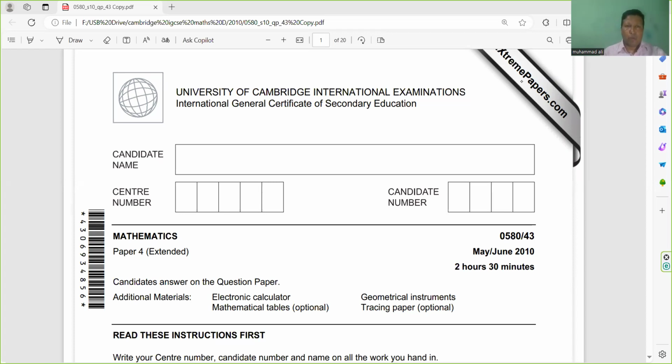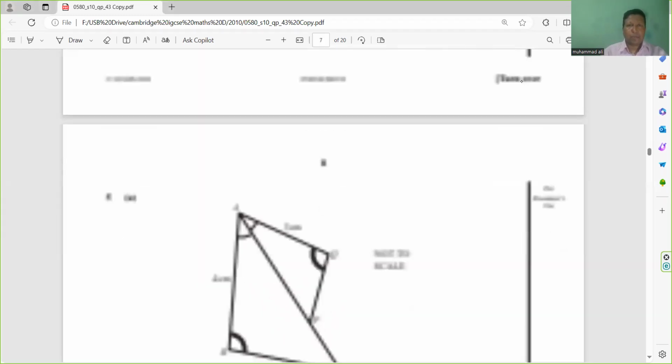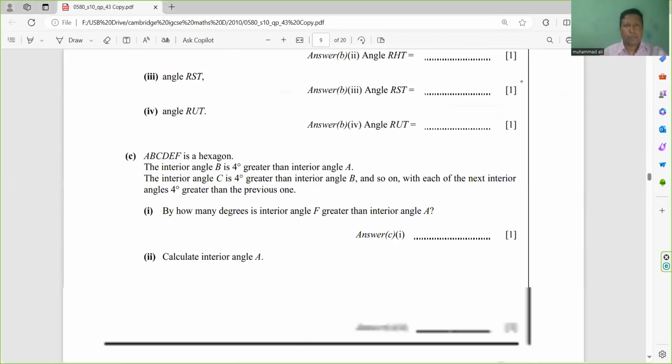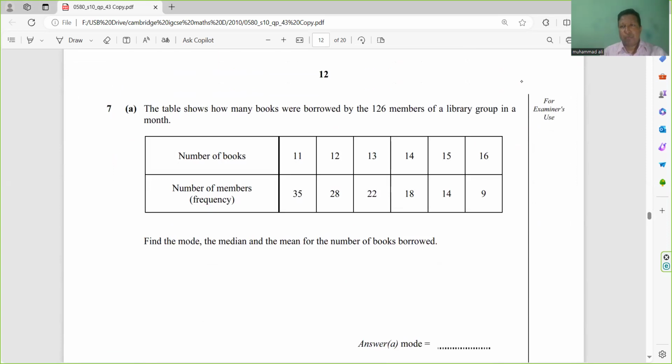Today we try to solve one question from Mathematics Paper 4 Extended 0580 Variant 43 May June 2010. Question number 7. This question is from Statistics chapter 7a.